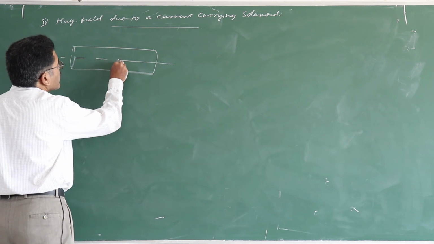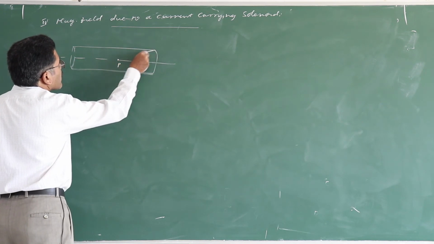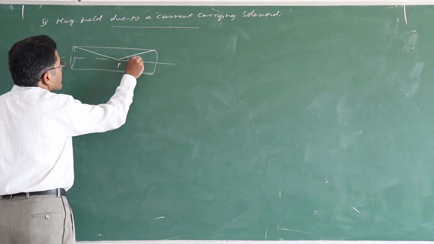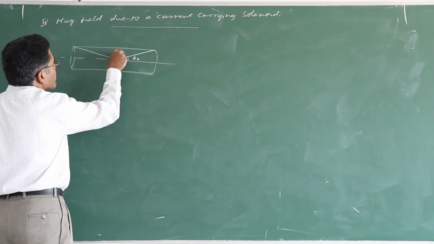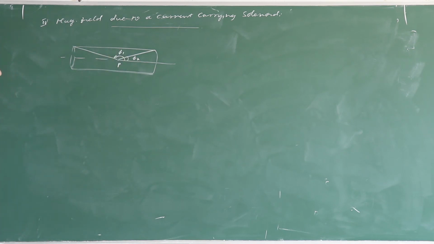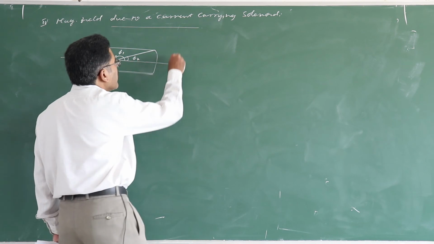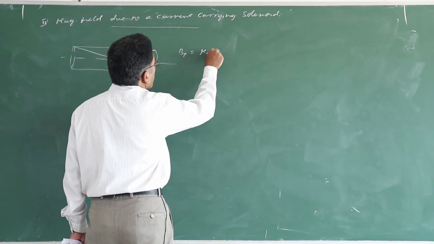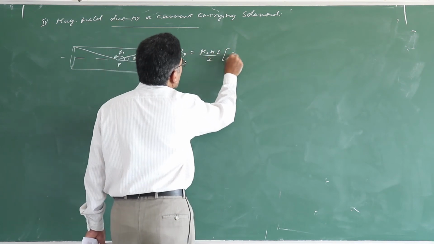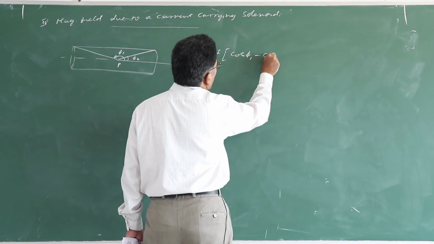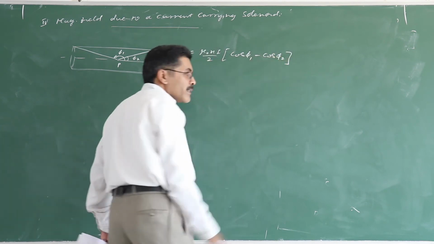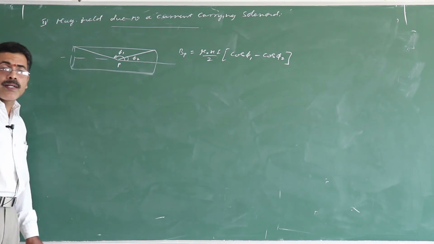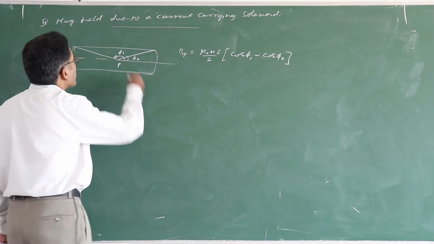Let there be a point P here, and the angle with respect to the two ends, I take this as phi 2 and this as phi 1. It is carrying current I. So the magnetic field at P is given by mu naught nI by 2 into (cos phi 1 minus cos phi 2). This is the general formula, the magnetic field at any point along the axis of the solenoid.